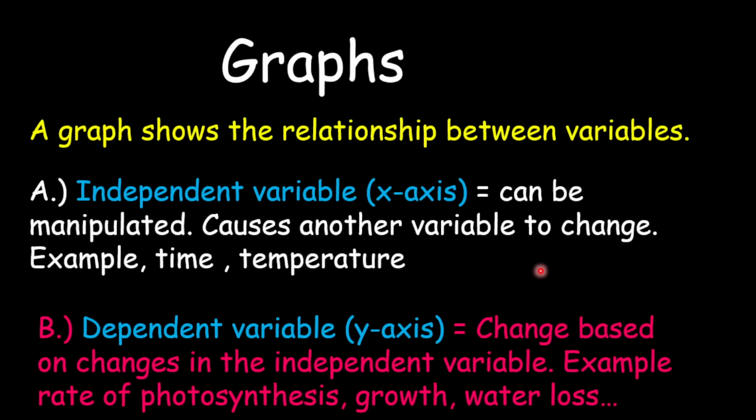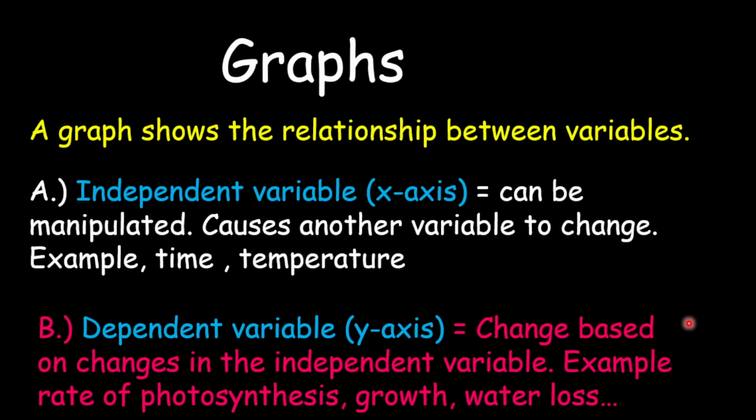For example, time and temperature. These things will change other variables, and those other variables we call dependent variables. Dependent variables are placed on the y-axis. The dependent variable changes based on the changes in the independent variable. For example, rate of photosynthesis, growth, water loss, the production of certain gases, and so on.